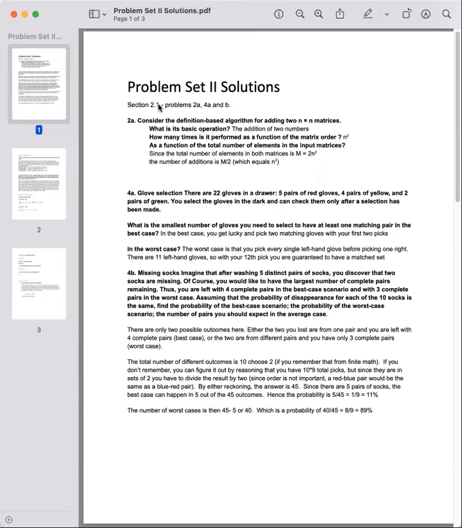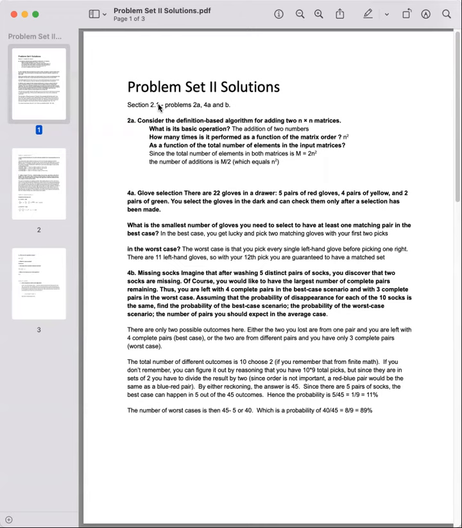So we're going to consider the definition-based algorithm for adding two n by n matrices. That's just you take position by position. So row 1, column 1, plus row 1, column 1 of the second matrix, and then row 1, column 2, and so forth, however you go, okay? So the basic operation there is the addition of those two numbers. How many times is it performed as a function of the order of the matrix, which is n, okay? It's going to be n squared, right?